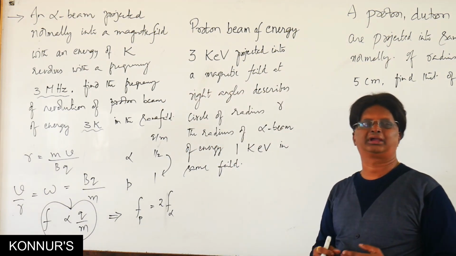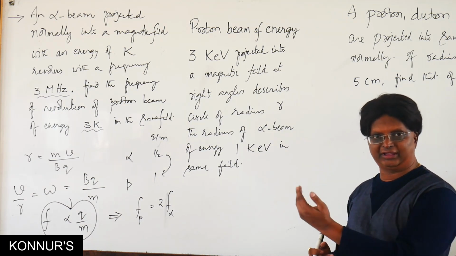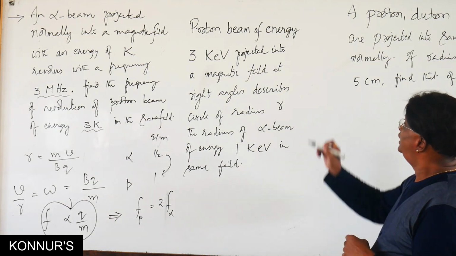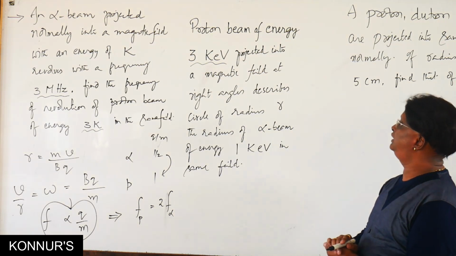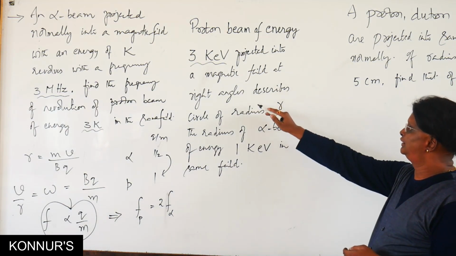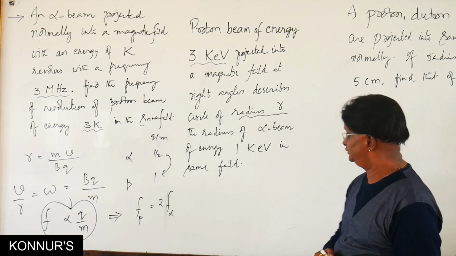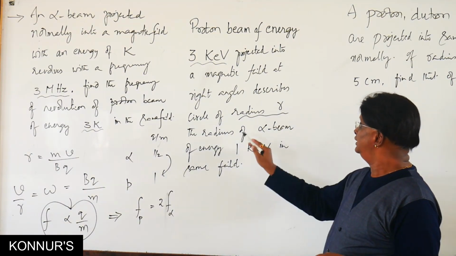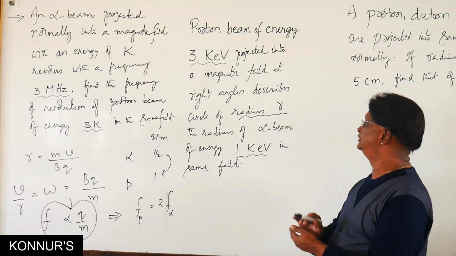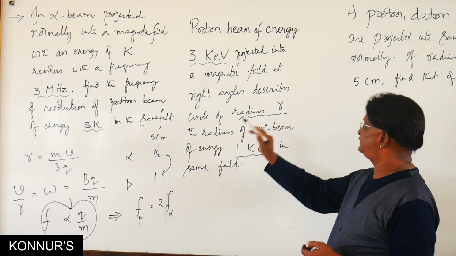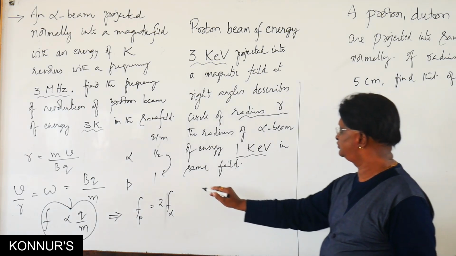Next example, I would also like to show a similar comparative study, making use of our fundamental expression with a small change. A proton beam of energy 3 keV is projected into a magnetic field at right angles, describing a circle of radius r. Now, suppose an alpha beam of energy 1 keV in the same field, what will be the radius of the alpha beam is the question.